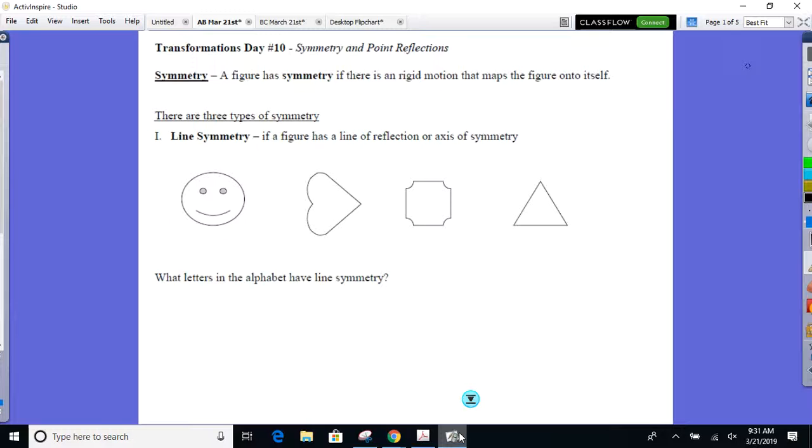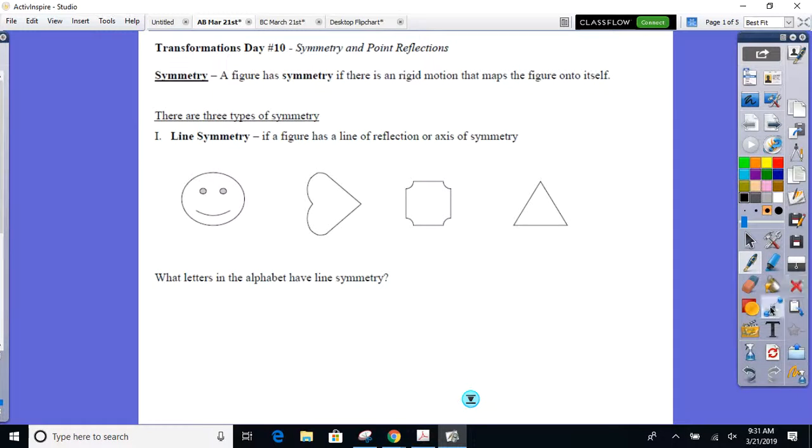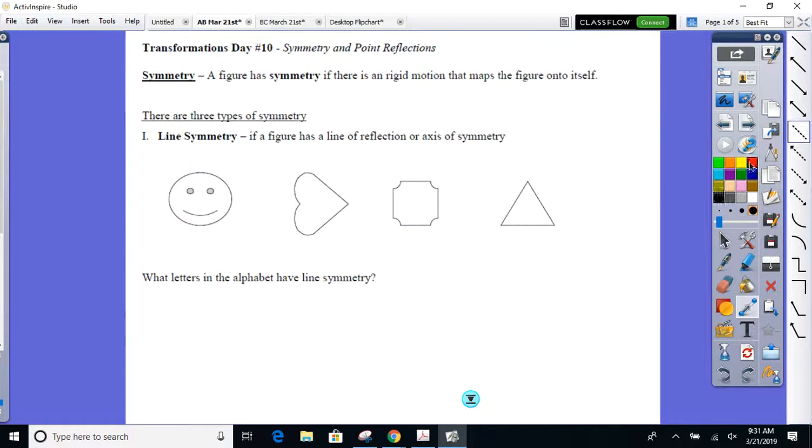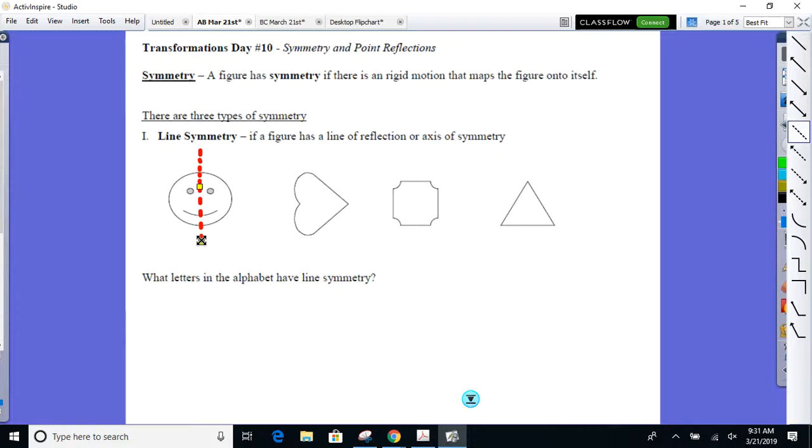So you see the happy face. Can we draw the line of symmetry in for that one? A vertical line, right? If I try to draw a horizontal line in, no good. How about the heart? Horizontal, yep. Any other lines? Because it could have more than one. Any other lines? All right, what about that figure?